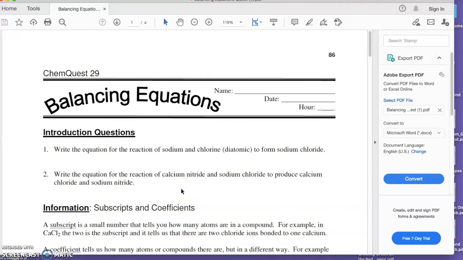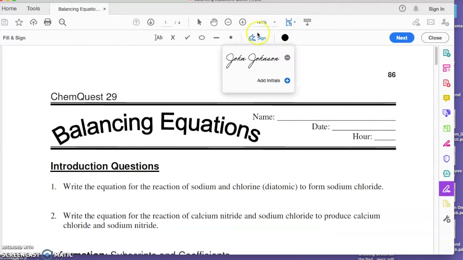Okay, so now we're looking at the balancing equations quest. The introduction questions are kind of a review of what we've previously done. So we're going to write the equation for the reaction of sodium and chlorine to form sodium chloride. I'm not going to write this out, I'm going to type this out as opposed to write it out, to save time.